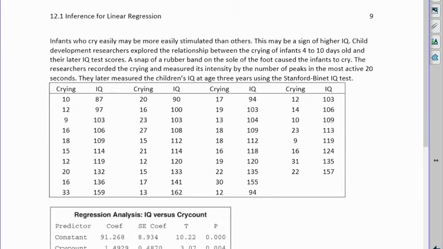Now let's look at an example where you have to do everything. We have infants who cry easily, maybe more stimulated than others. Is this fact that they're more in tune to the world, more able to be stimulated, a sign of their higher IQ?